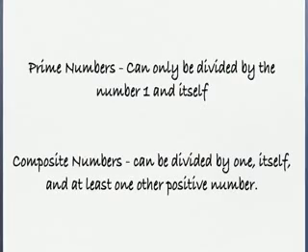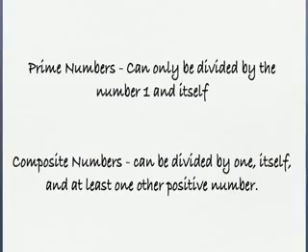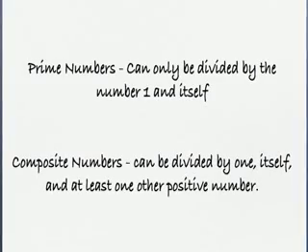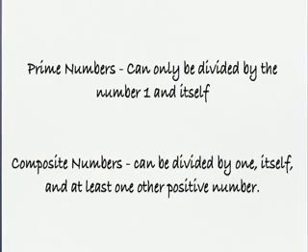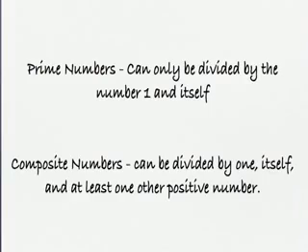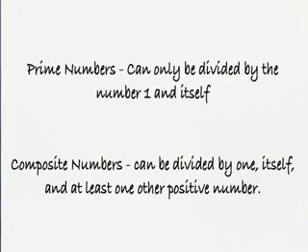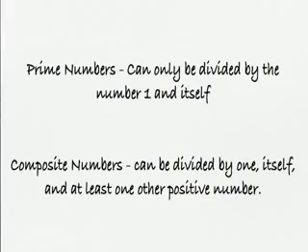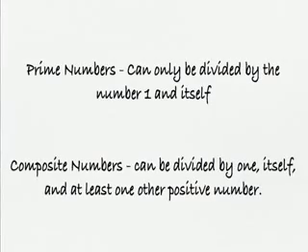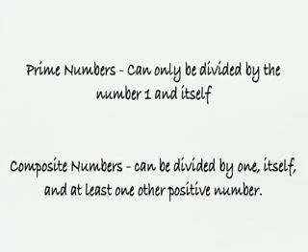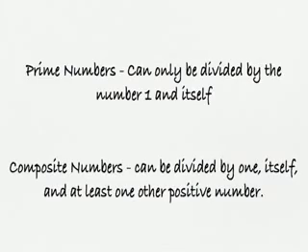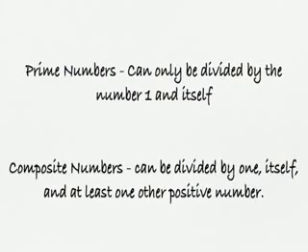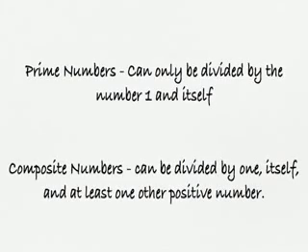There are two more ways we can group numbers. Prime numbers can only be divided by 1 and itself. An example would be 3, 5, 7. A composite number can be divided by 1, itself, and at least one other positive number, such as 6. 6 is a composite number because it can be divided by 1, by 6 itself, and by 2 and 3. So 6 is a composite number.